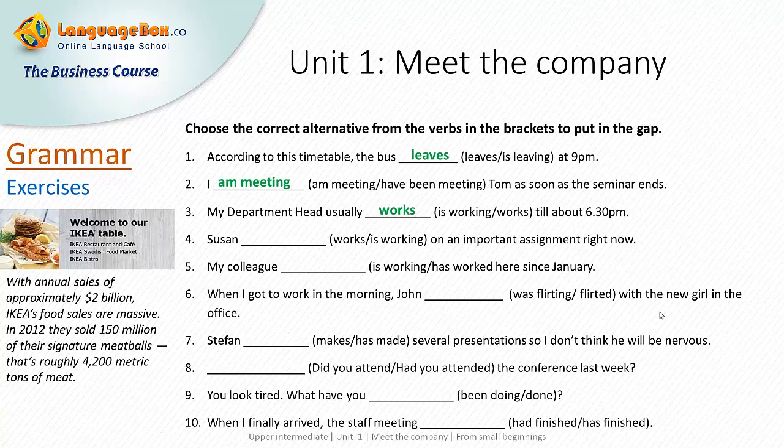Now, number 4, we've got similar options, works or is working. But let's have a look at the key word in the sentence here, which is right now. It's happening right now. So the tense for things happening right now, if you remember, was the present continuous tense. So our option for number 4 is going to be Susan is working on an important assignment right now.